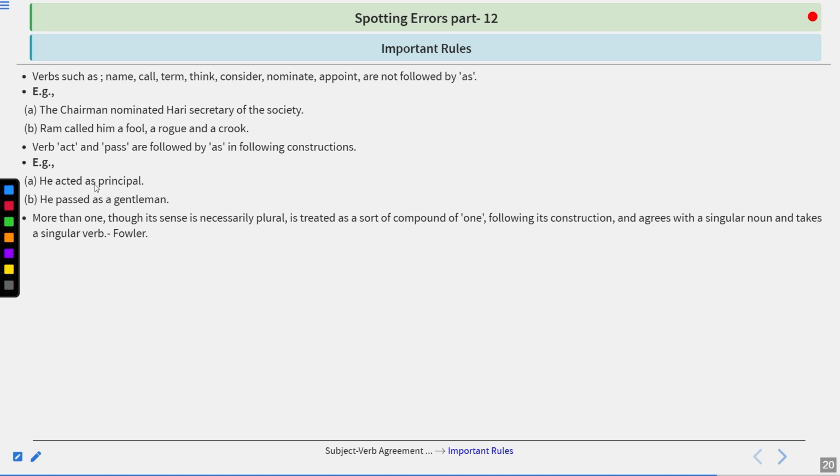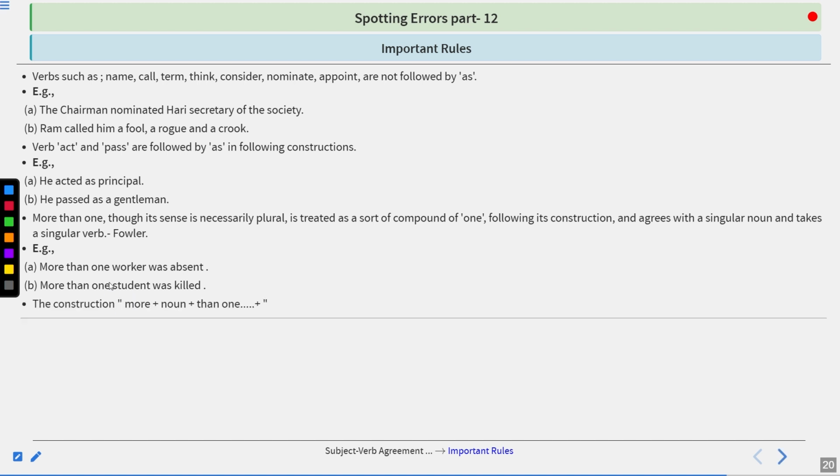More than one, though its sense is necessarily plural, is treated as a sort of compound of one following its construction, and agrees with a singular noun and takes a singular verb. More than one worker was absent. So here, the verb is agreeing according to worker. More than one student, again, the verb agrees according to student, just because the phrase preceding student is more than one.